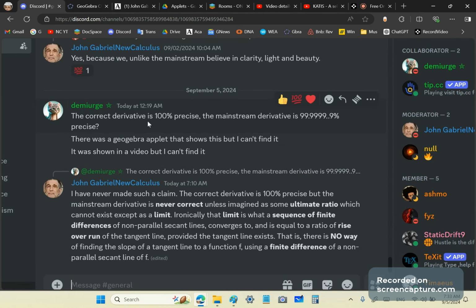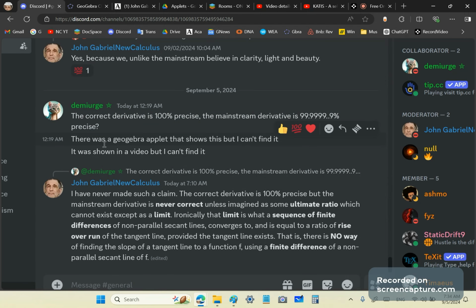The correct derivative is 100% precise. The mainstream derivative is 99.999 precise. Well, the thing that's wrong with that statement is that something is either precise or it's not. There's no middle ground. You can't say that it's almost right or somewhere in between, varying degrees. That's just nonsense. That is mainstream drivel, mathematics drivel.